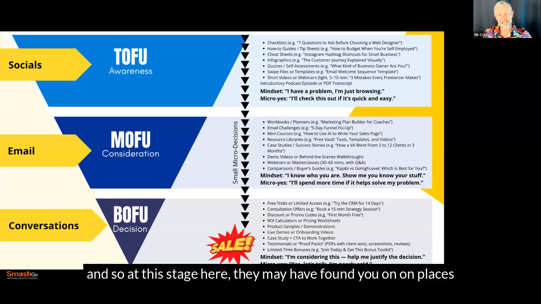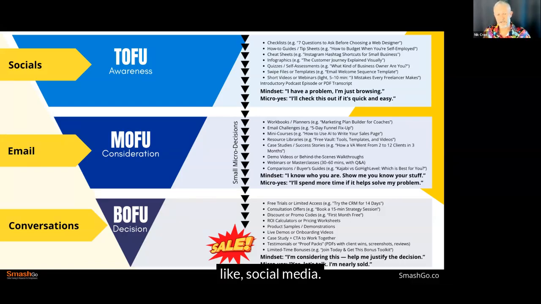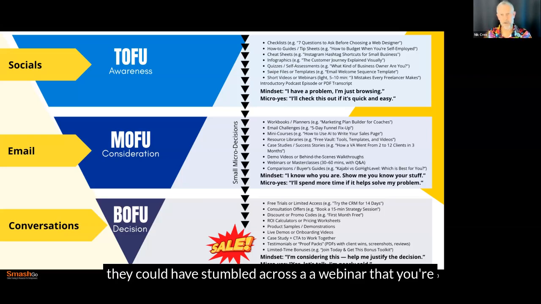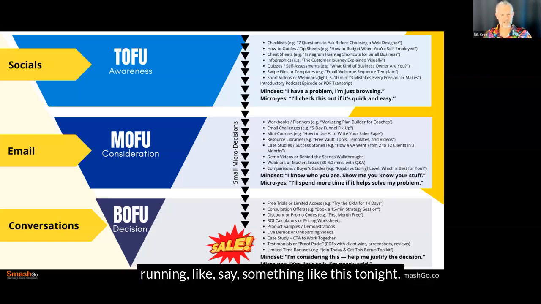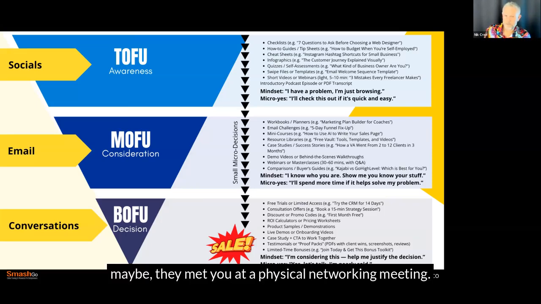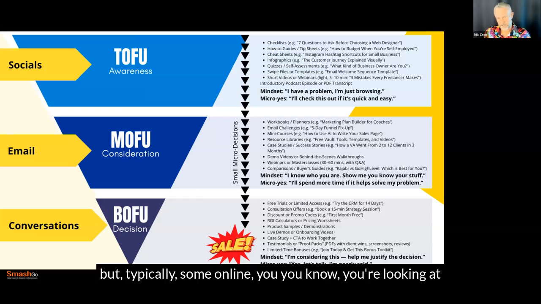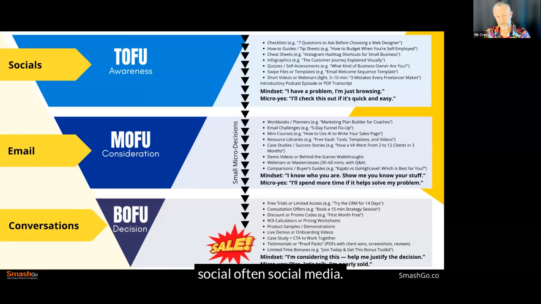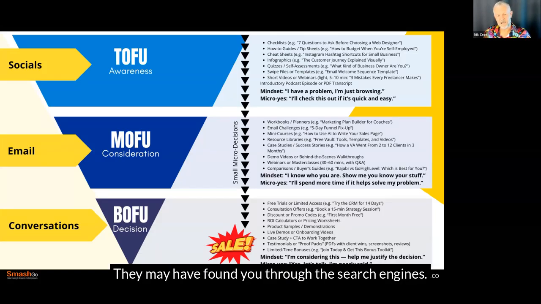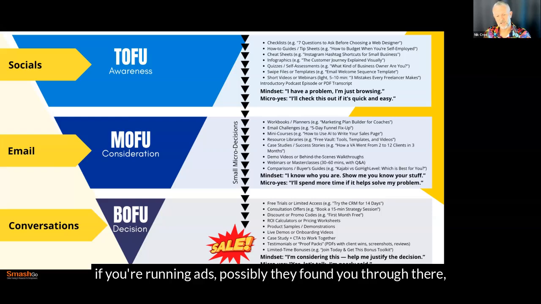And so at this stage, they may have found you on places like social media. They could have stumbled across a webinar that you're running, like something like this tonight. This can be top of funnel. Maybe they met you at a physical networking meeting. That's top of funnel as well. But typically online, you're looking at often social media. They may have found you through the search engines. If you're running ads, possibly they've found you through there.